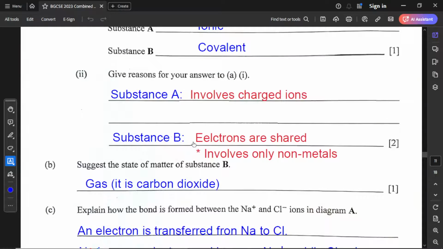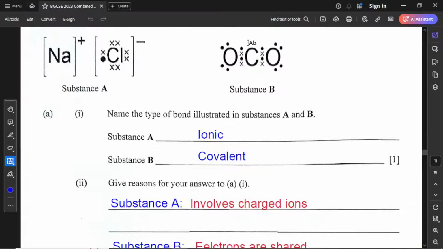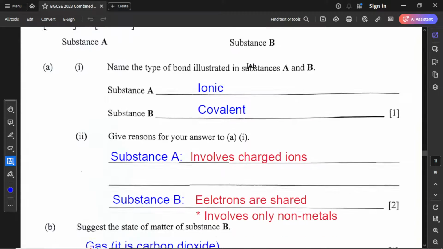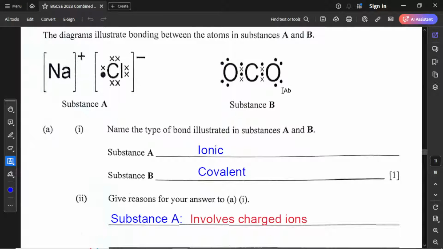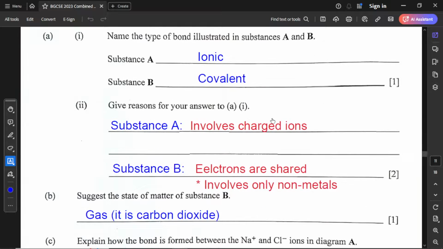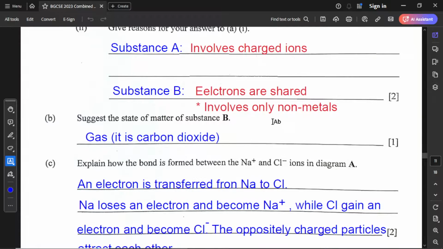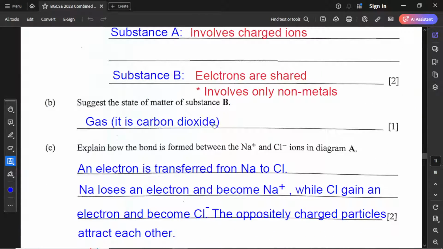For substance B now, it is covalent because electrons are shared. So notice electrons are shared between two atoms. And not only that, it involves only non-metals because oxygen is a non-metal and carbon is also a non-metal. So therefore, a covalent bond involves non-metals only.